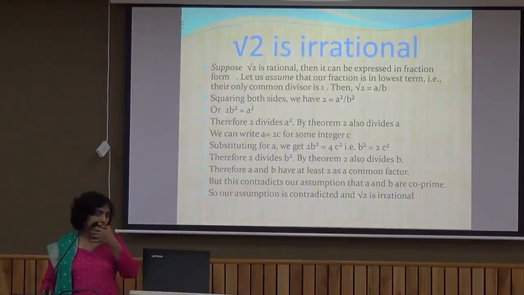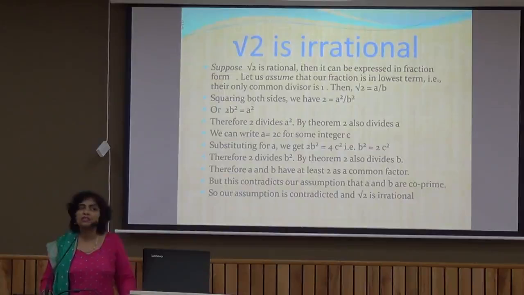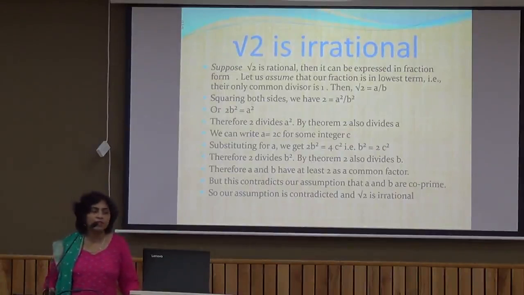And we say that a and b both have 2 as a common factor. But this contradicts our assumption that a and b are co-prime. That means the assumption that square root 2 is rational is wrong, and hence square root 2 is irrational. Following these steps, we can always prove that the square root of any prime number is irrational.